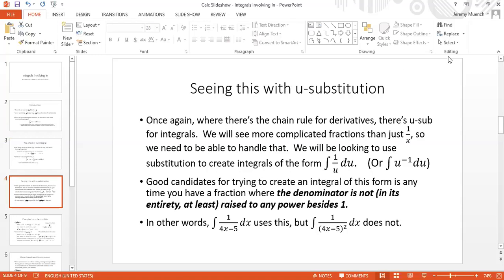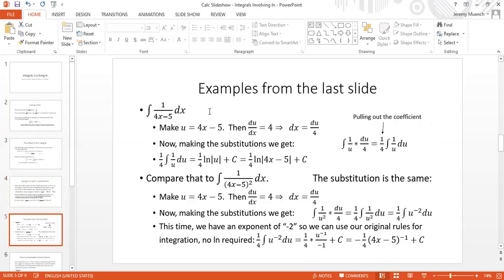So the example I give down below is if we tried to integrate 1 over 4x minus 5 dx, we're going to end up with a natural log. If we try to integrate 1 over 4x minus 5 all squared dx, we're not. In fact, in the next slide, I'll show you what you get, but this just uses a u substitution, and it creates u to the negative 2, which already falls into our traditional integral rules. No need to do anything with ln. So let's take a look at comparing these two examples. Here we'll look at the one that's going to result in an ln of a function first.